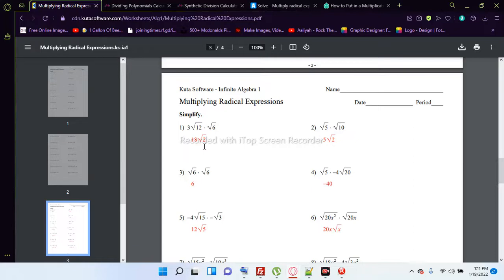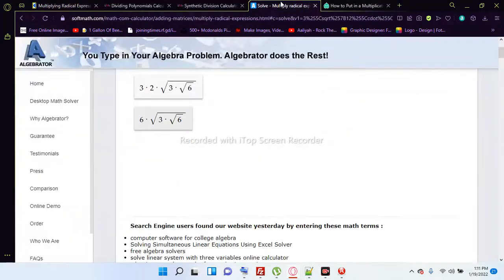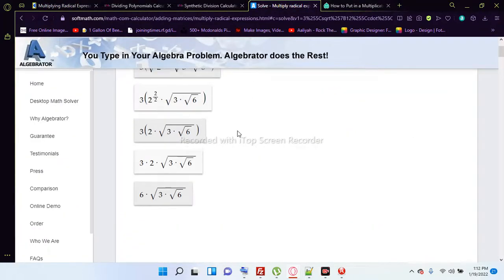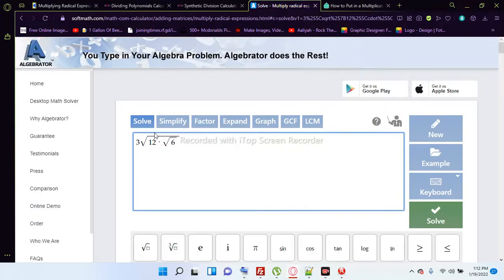Wow. Oh my god. 3 radical 12 times radical 6. And I have to learn this myself here. This is making me crazy. We have to get this correct. We have to stop that from jumping over to the next. Okay, why does it do that?